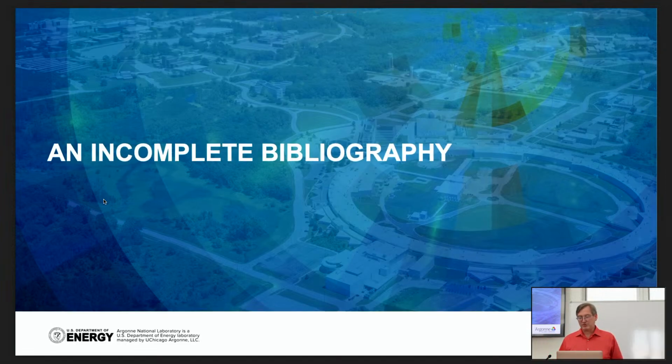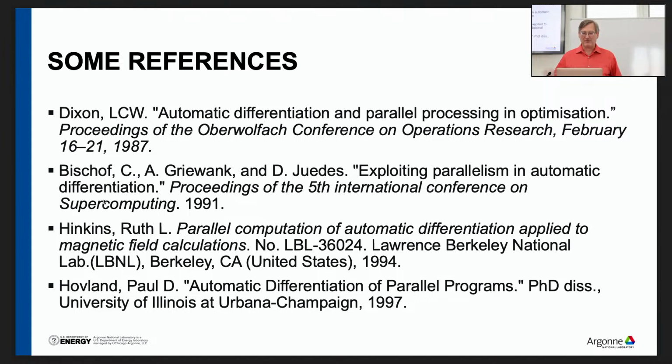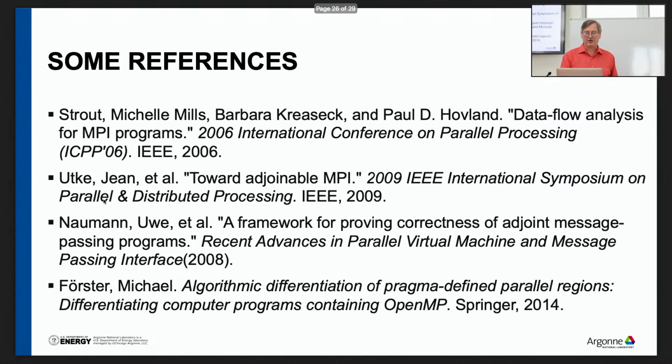So I don't really have conclusions, other than that, when I finished my thesis, I was sort of woefully unprepared for all of the additional work that remained to be done. And I have some references to some of the papers I referred to over the course of the presentation. I missed some, but hopefully I've covered most of the important ones in terms of applying automatic differentiation to MPI and OpenMP programs. So with that, I will take questions.